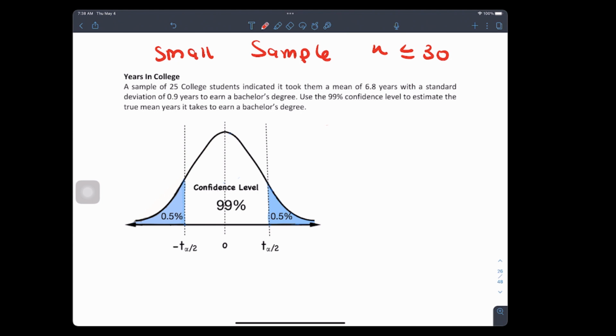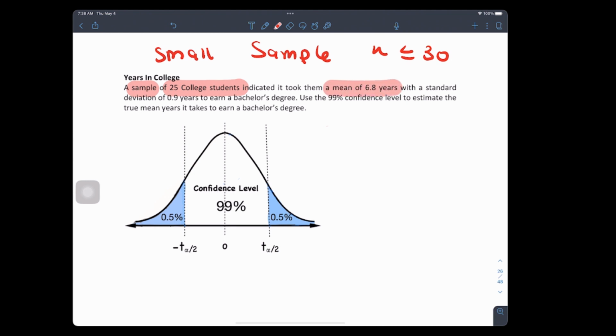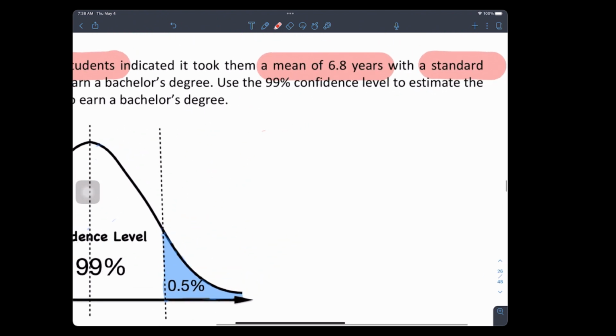So take a look at this first question, right? If we read it like we've been reading it, what does it say? You have, what do you have again here? You got a sample of 25 college students indicate it took them a mean of 6.8 years with a standard deviation of 0.9 years to earn a bachelor's degree. Okay, whatever, not a big deal. It's not where you start, it's where you end. Use the 99% confidence interval to do what?